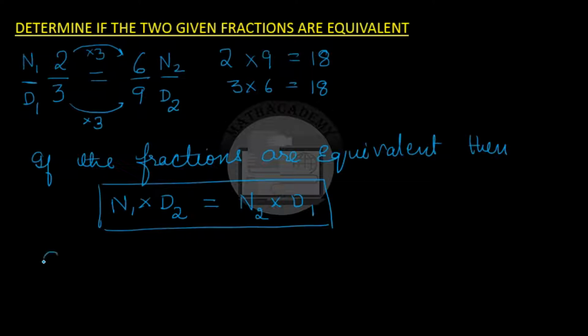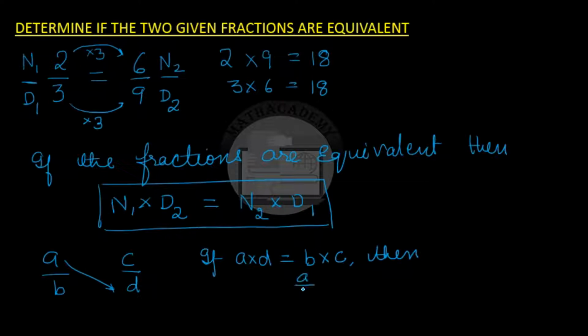Okay, so if we have two fractions a over b and c over d, so if a into d is equal to b into c, then a over b is equivalent to c over d. I hope this much is clear to everyone.